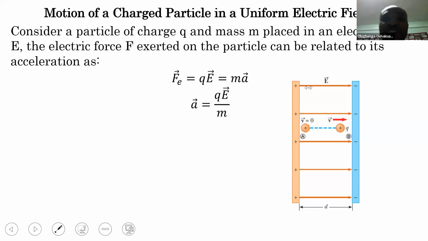Electric field intensity and electric field strength are the same thing. Somebody is asking about the difference between electric field intensity and electric field strength. They are the same.